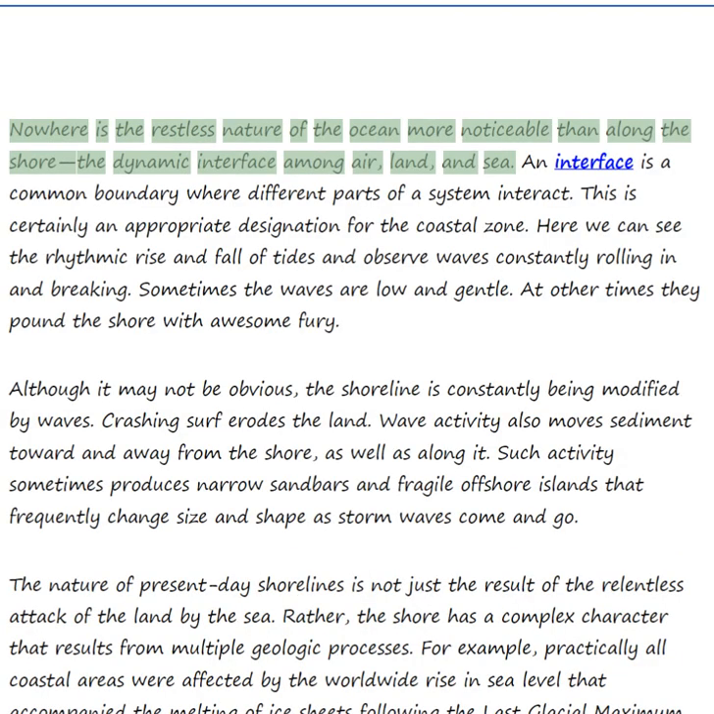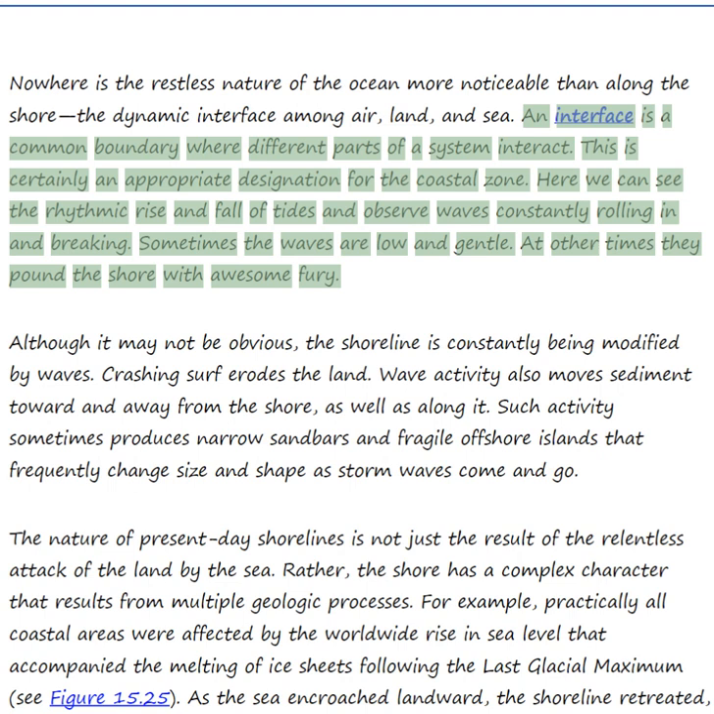Nowhere is the restless nature of the ocean more noticeable than along the shore, the dynamic interface among air, land, and sea. An interface is a common boundary where different parts of a system interact. This is certainly an appropriate designation for the coastal zone. Here we can see the rhythmic rise and fall of tides and observe waves constantly rolling in and breaking. Sometimes the waves are low and gentle. At other times they pound the shore with awesome fury.